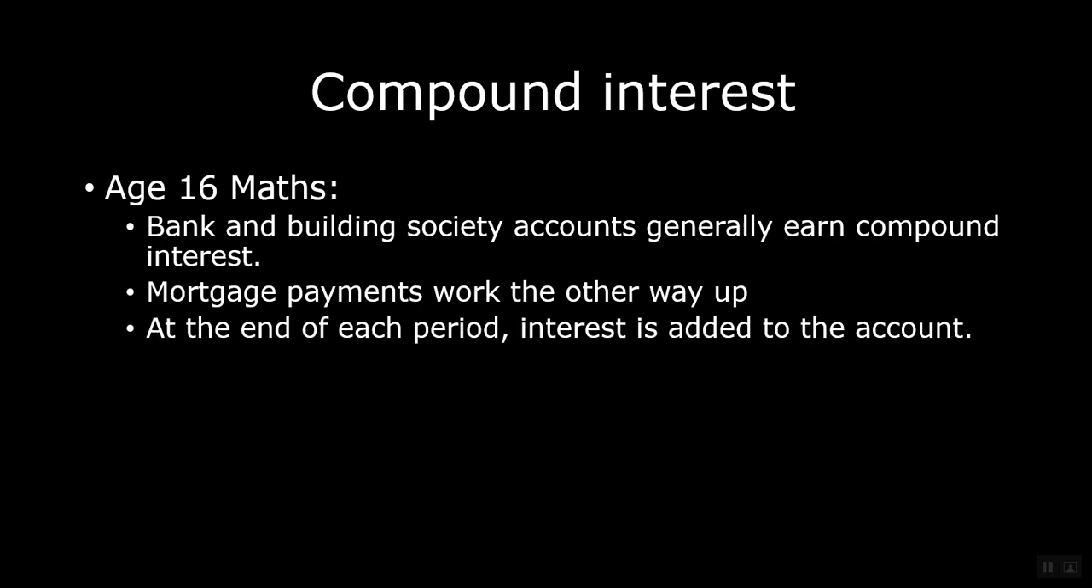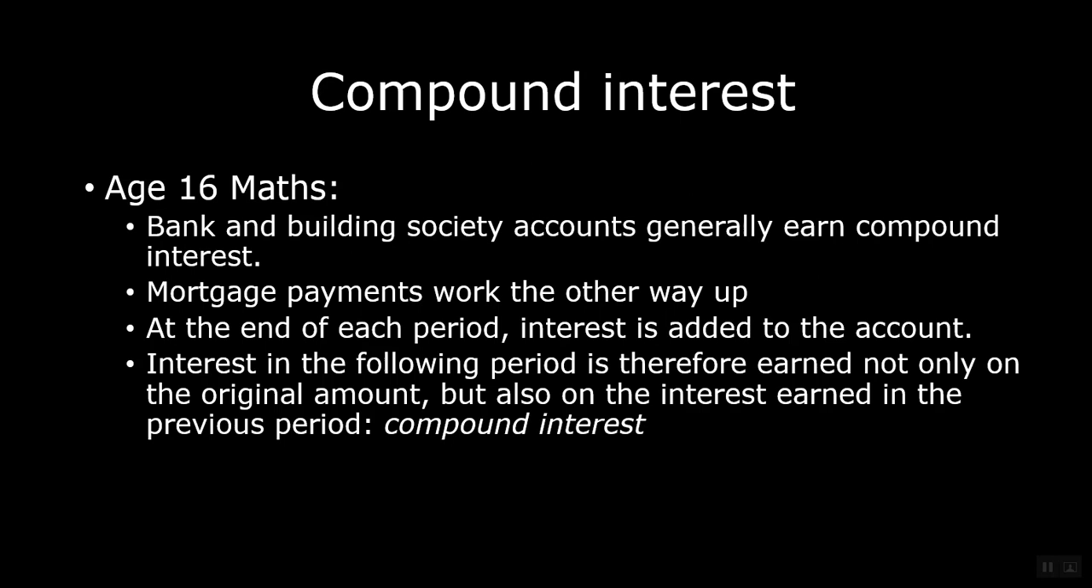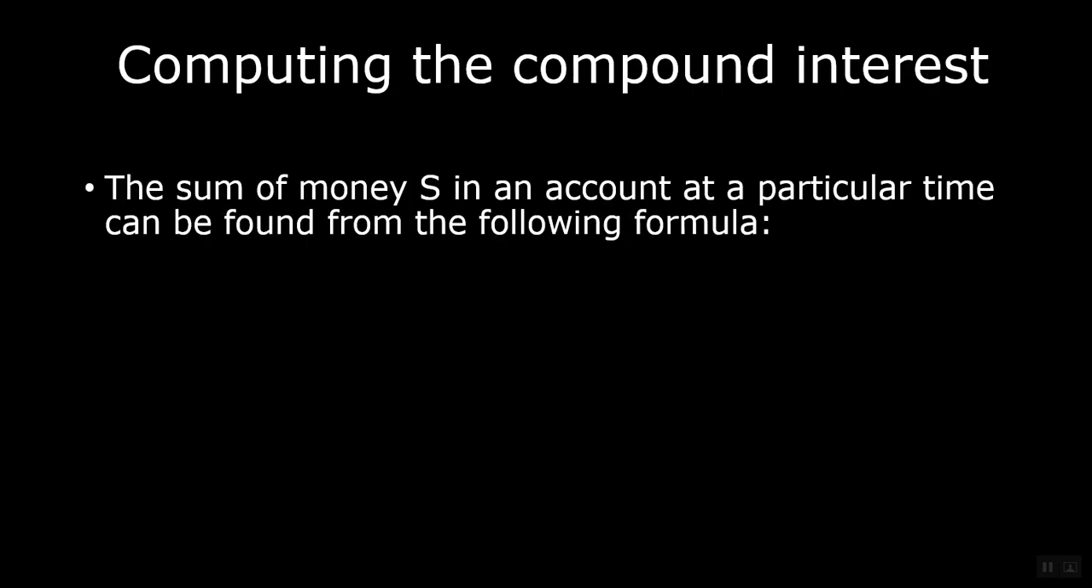At the end of each period, in the case of a building society savings account, interest is added to the account. So you're not only earning interest on the original sum that you invested, but you're earning interest on the interest, and it's called compound interest. Those of you who remember the formula: if the sum of money in an account is S at any particular time, we can find this from a simple formula, S equals P times (1 plus R on 100) to the power of N.